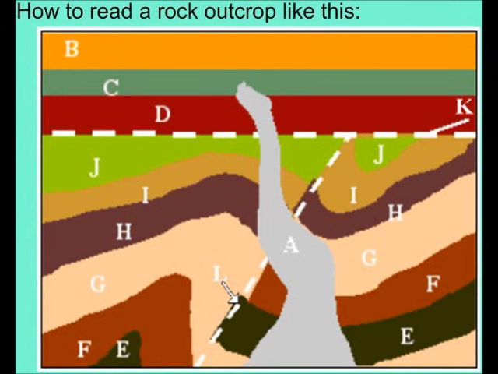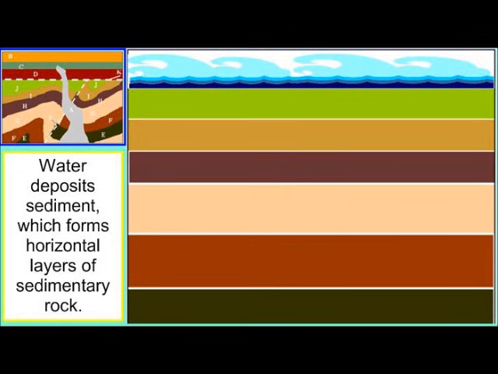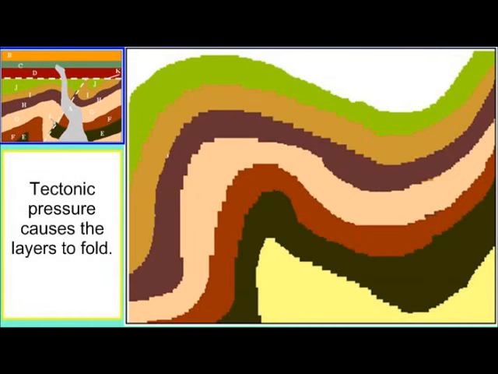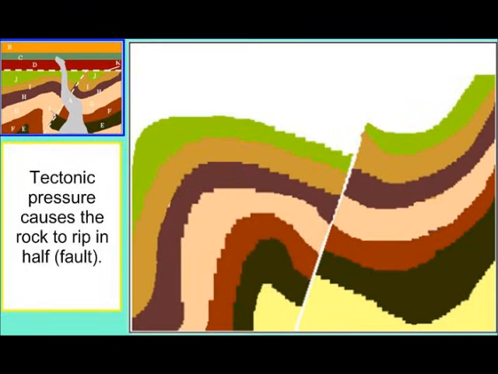So when I look at a rock outcrop like this, I'm going to attempt to tell you how I would tell the story of this. We know from the principle of original horizontality that water deposited the sediment and it formed horizontal layers of sedimentary rock that might have looked like this. And you can see the water on the top. Second, tectonic pressure caused the layers to fold, and additional pressure might have caused them to rip apart and fault.